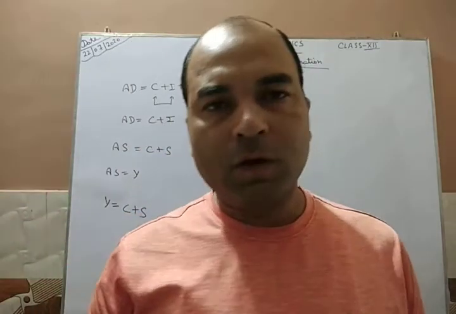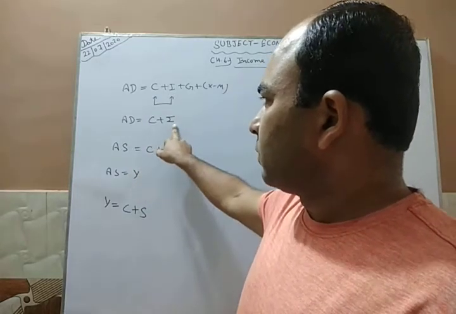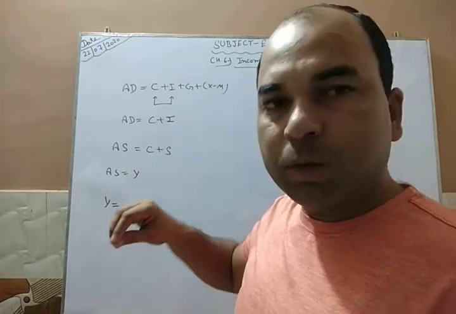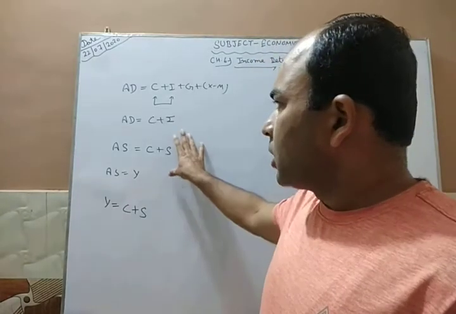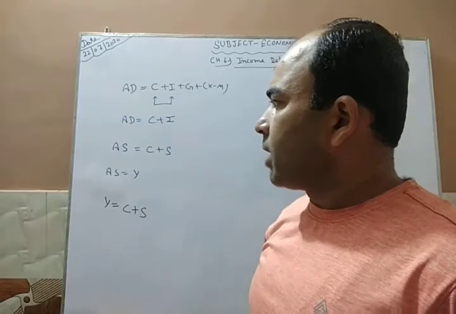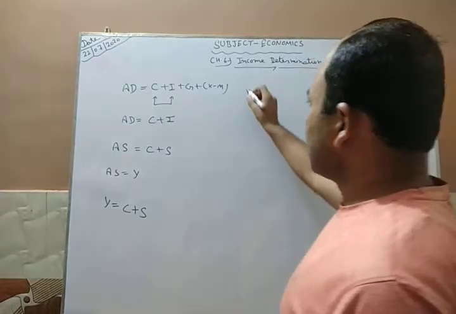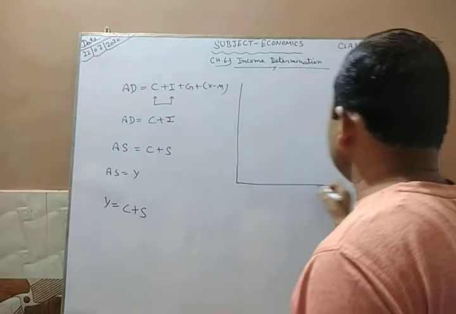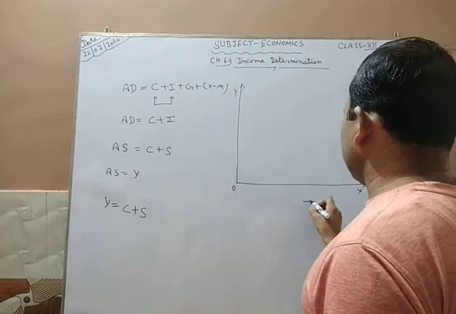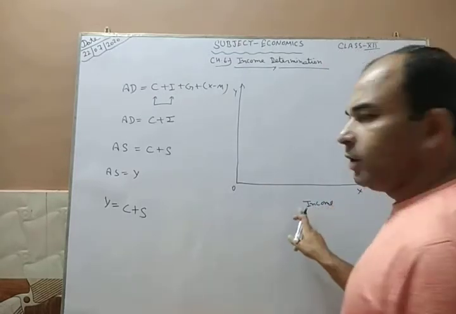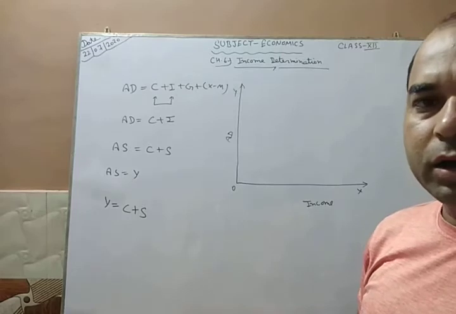Students, after this discussion of aggregate demand and aggregate supply, this is an investment. I will explain investment later on in this period. Getting, students? Now, after the discussion of aggregate demand and aggregate supply, we make the diagram of this. So if we are talking about the aggregate demand curve, this is the x-axis and y-axis. On the x-axis we always measure income, and on the y-axis we measure aggregate demand.